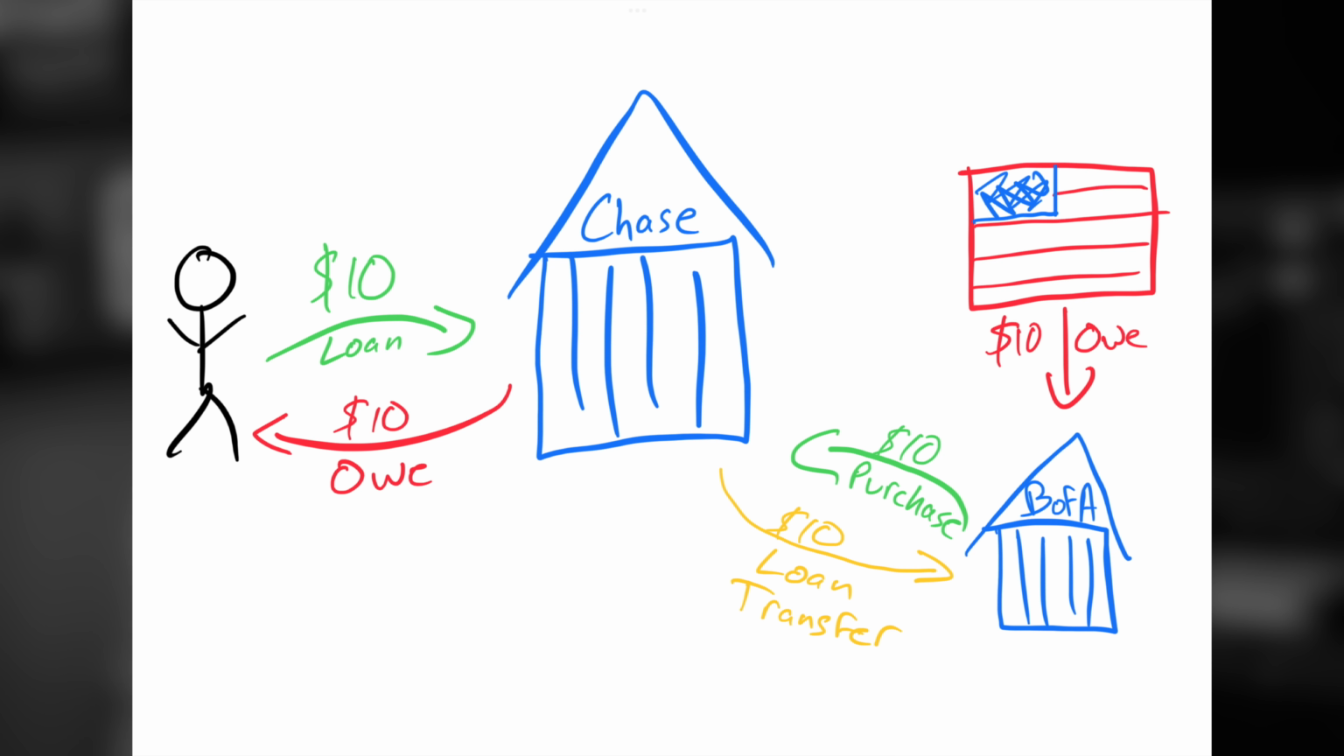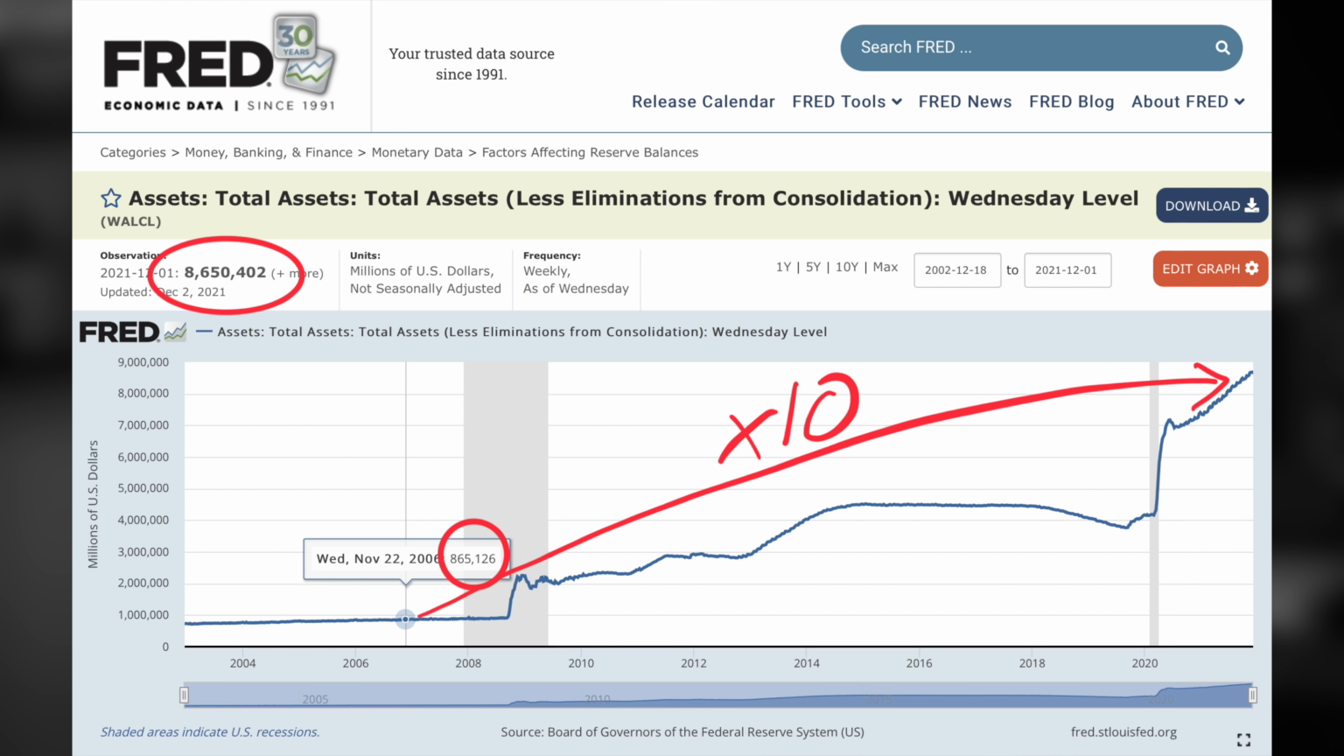So you lent $10 to Chase, Chase lent $10 to the government, and now Chase sells that loan to Bank of America. Now the government owes $10 to Bank of America, not Chase. Now, Bank of America had to give dollars to Chase for that, which is a good thing because now Chase has those $10 to give back to you. Simple, right? So where does QE, where does quantitative easing enter the picture here? Quantitative easing is very simply when the Federal Reserve buys treasuries from banks. So you've seen the Federal Reserve's balance sheet grow 10x over the last 12 years or so.